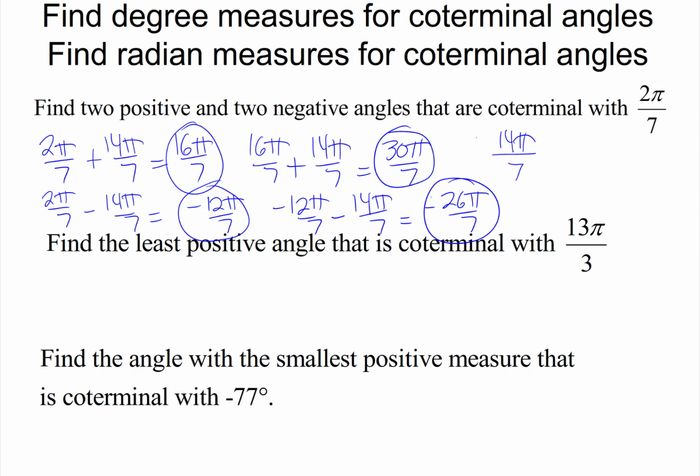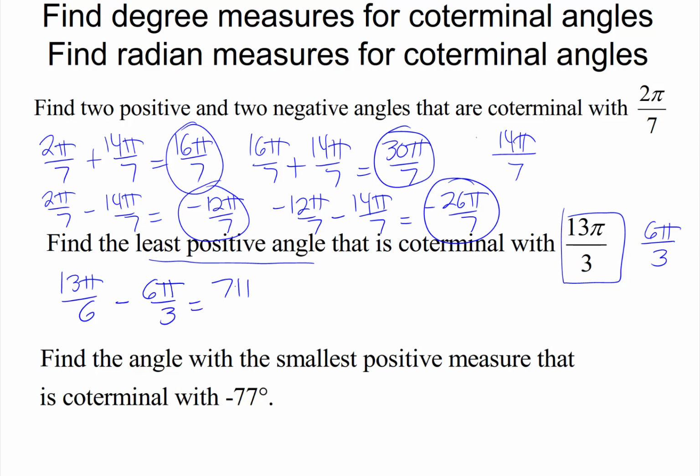Find the least positive angle that's coterminal with 13π/3. So 13π/3 is some loops around the circle, and we want the smallest positive angle. Thinking in thirds of π, 6π/3 is one loop around the circle. So we're going to take 13π/3 and subtract a loop around, which is 6π/3, and that would leave us with 7π/3.